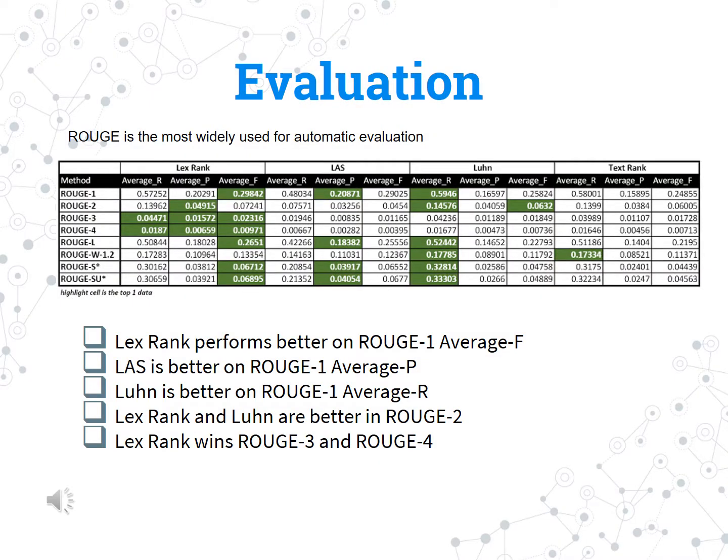ROUGE is the most widely used for automatic evaluation. The test results are that LexRank performs better on ROUGE-1 average F-measure. LSA is better on ROUGE-1 average P. And Luhn is better on ROUGE-1 average R, recall. LexRank, TextRank, and ROUGE are better in ROUGE-2. LexRank wins ROUGE-3 and ROUGE-4.